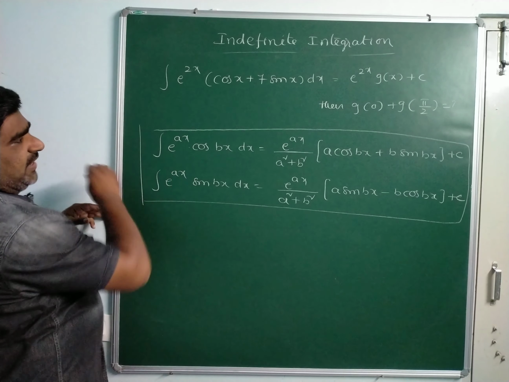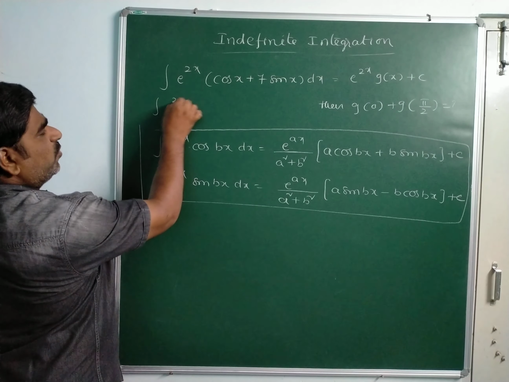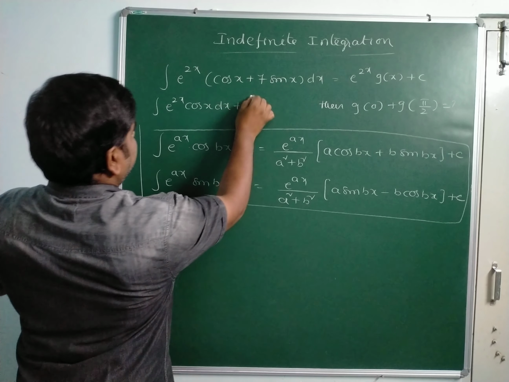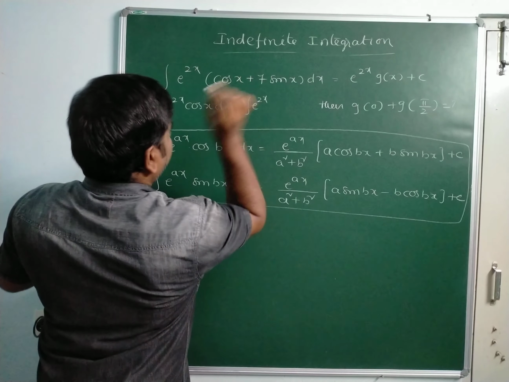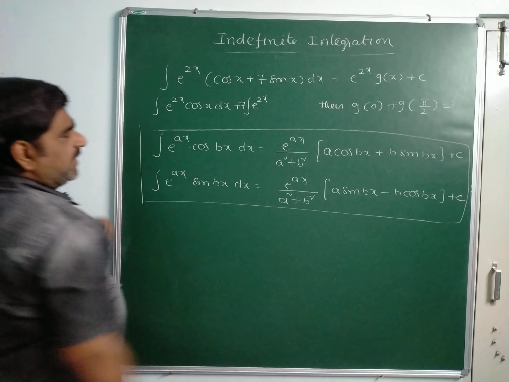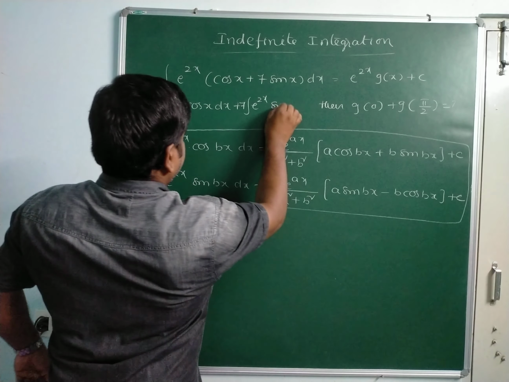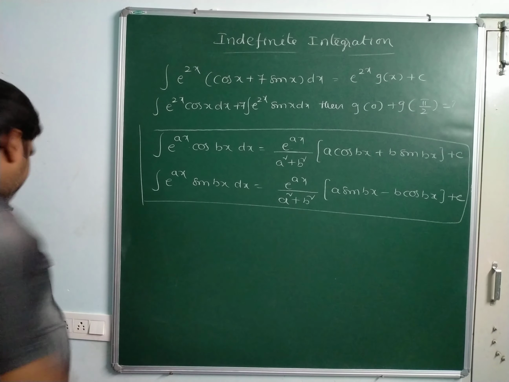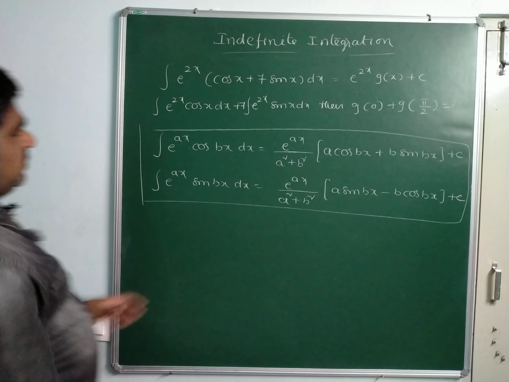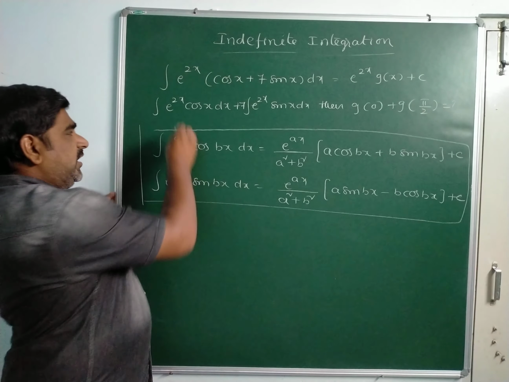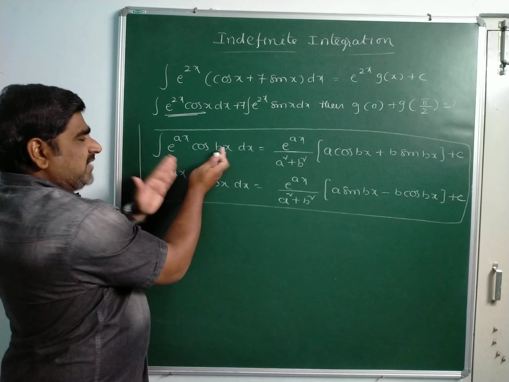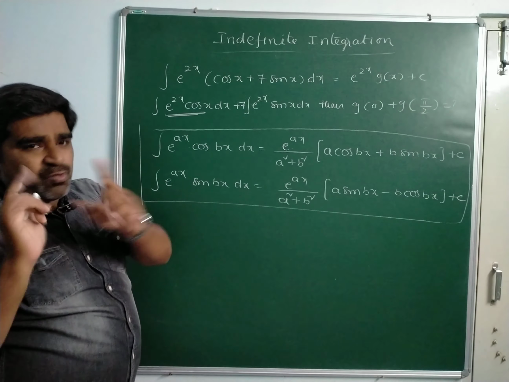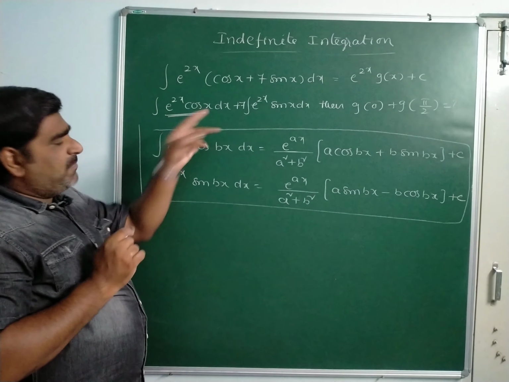So the question is like this: integral e^(2x) cos x dx plus, split it, e^(2x) into 7 sin x dx. Seven is a constant, you can write it outside. Is it 7 sin x or sin 7x? Yes, 7 sin x. So clearly it is of the form e^(ax) cos bx. Here a means 2, b means 1.